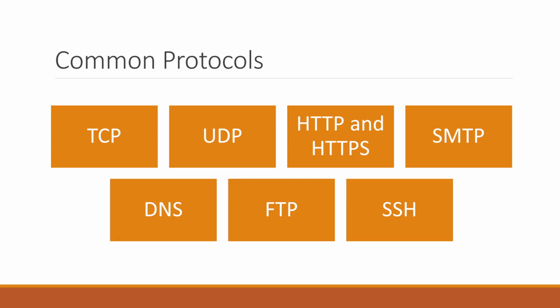SMTP is the Simple Mail Transfer Protocol. It is used for sending emails across the internet, and we either use port 25 for insecure or 587 for secure connections. DNS translates human-readable domain names into IP addresses so we can communicate. Remember, this runs on port 53.